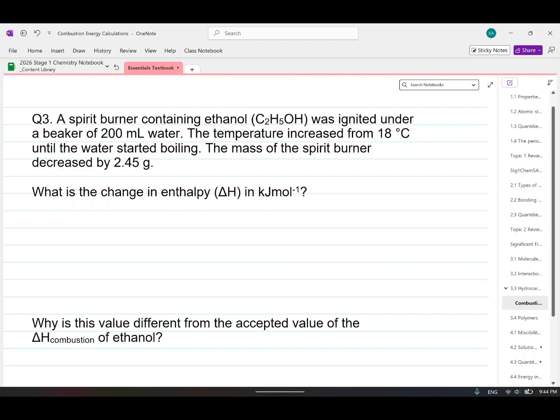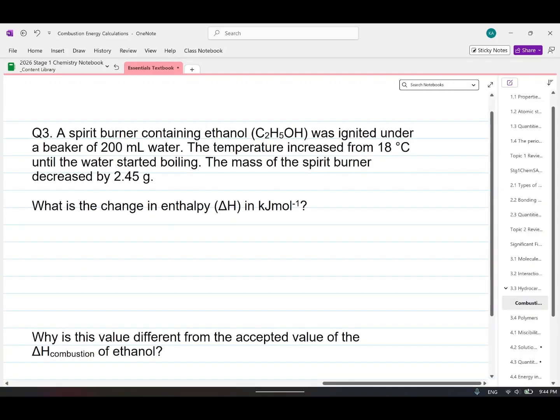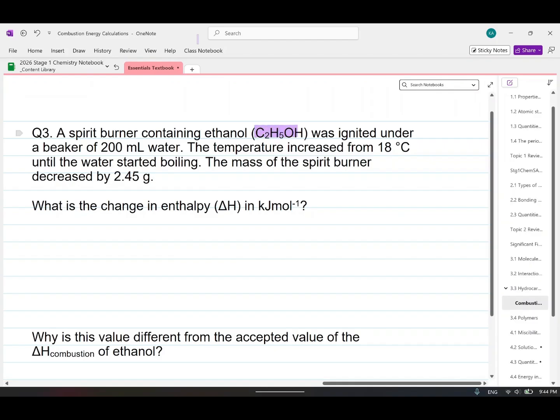Even for those of you that were in the class today, some of you will probably have a look at this just to make sure you understand. So, getting straight into it, we are told we have another spirit burner, but now we're told which substance it is. That might be a bit of a hint about something for later, but we are told exactly what substance it is and its molecular formula.